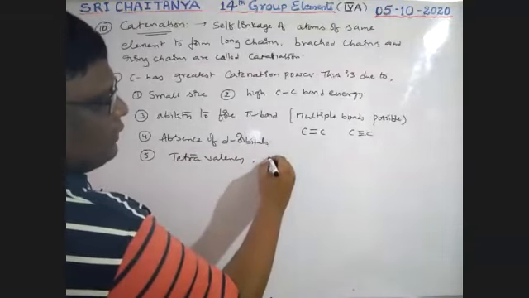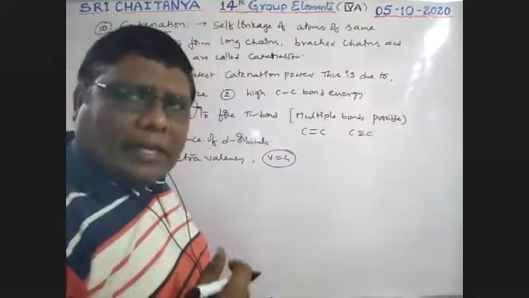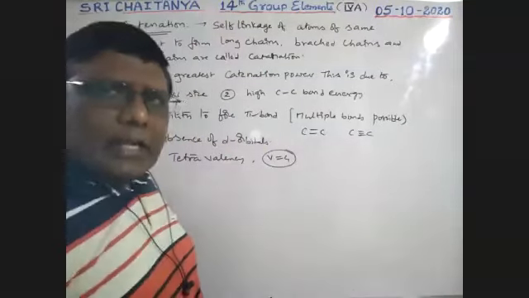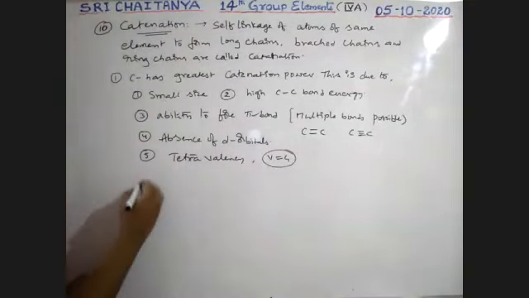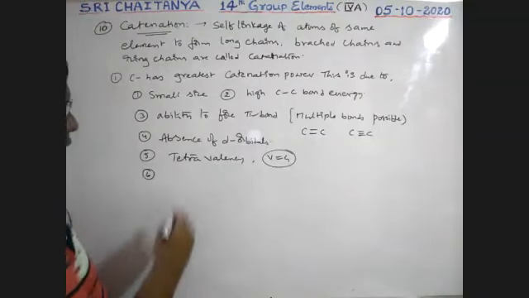Tetravalency. That means valency is equal to 4. That means carbon can form 4 bonds, tetrahedrally connected to a number of atoms. That is, tetravalency is possible. Next, the 6th point: non-existence of lone pair.